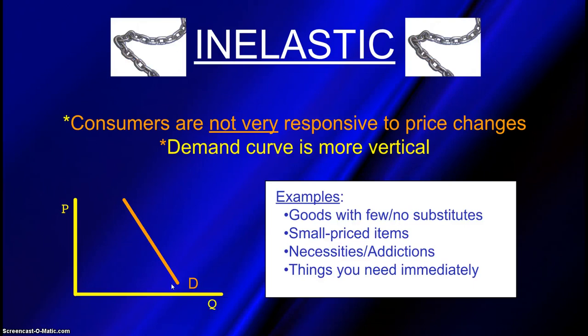The pack of gum is $1. And then the pack of gum increases in price by 25% to $1.25. That's a pretty big price increase, a 25% price increase, but you probably won't even notice because it was so cheap to begin with, so it's not going to affect the number of packs of gum you buy very much.